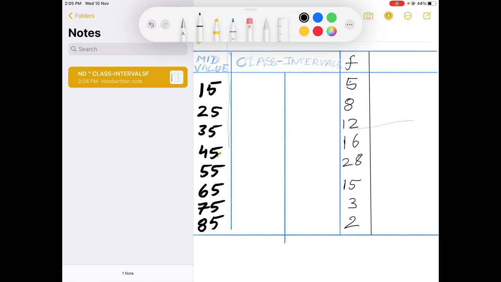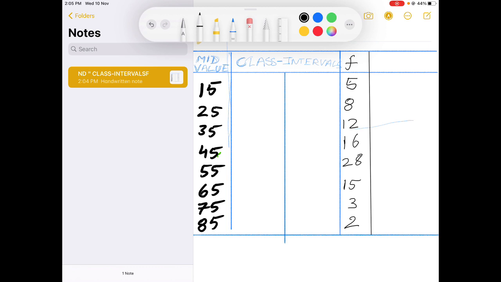Okay, students, so suppose we are given the following problem. We are given the mid values and the frequencies, and we are asked to calculate the mean using the shortcut method or the direct method or the step deviation method. How do we calculate the mean?